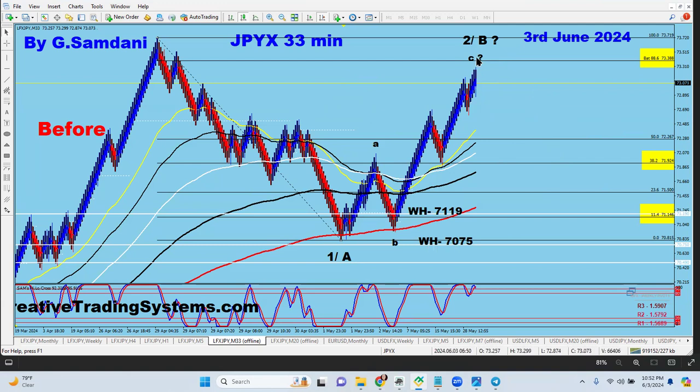So A, B, C should be ending here, or already ended. I don't know. So 78% is right there, right? And if it goes up a little bit more than 88%, the bat pattern will be there. And then after that, it may drop, maybe to this area. And then that will be sending all the yen pairs probably 300 or 400 pips to the downside. So just be aware and be ready.